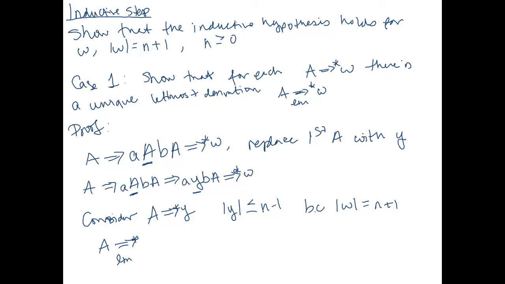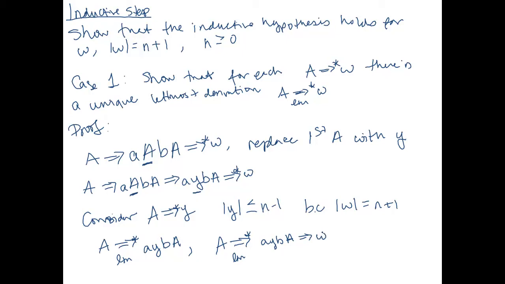So what we write here is A is going to yield via a leftmost derivation, a unique leftmost derivation, AyBA. Okay? And so now let's plug this into the derivation we have running for W, so we know A is going to yield via a unique leftmost derivation AyBA, and then W.